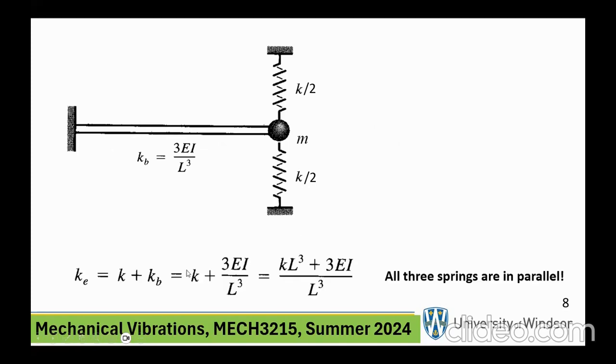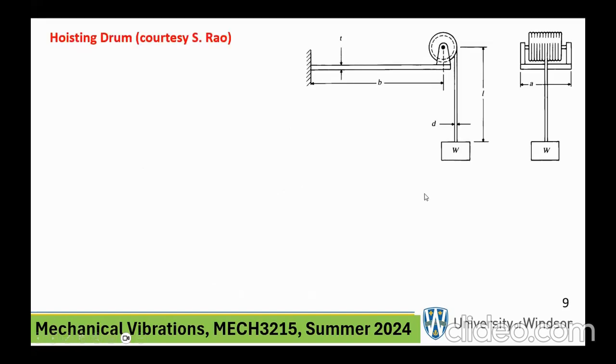And there we are. K1 plus K2 plus that fellow for the beam. I'm sorry, when I say K1 plus K2, because the K over 2 and K over 2, they add up to K. These two added up are going to give you a K because they are in parallel, K over 2, K over 2. And this is also in parallel with these, so it's just going to add up. All three springs are in parallel. All right, here's another situation.